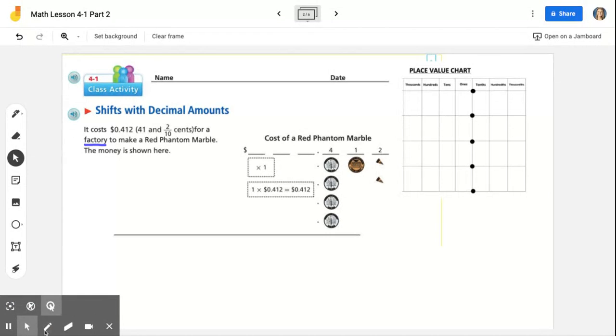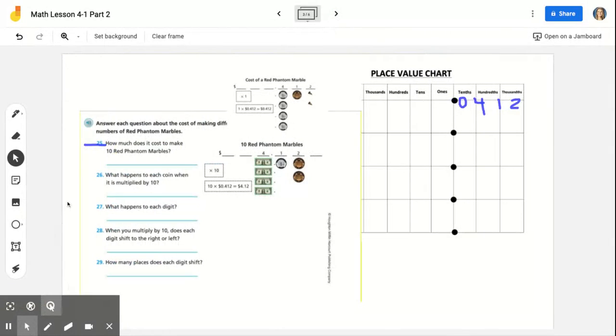So on your place value chart, what I'd like you to do on the first line is copy this amount into your place value chart. 412 thousandths is written out with 0412, and the correct place value is just like that. Does yours look like mine with your place value chart? Great, let's keep going. So keep that handy.